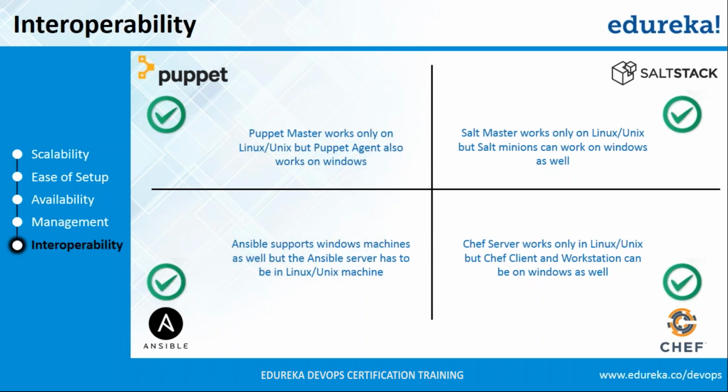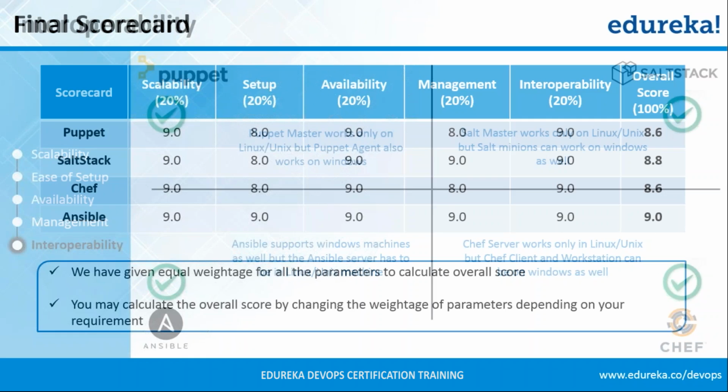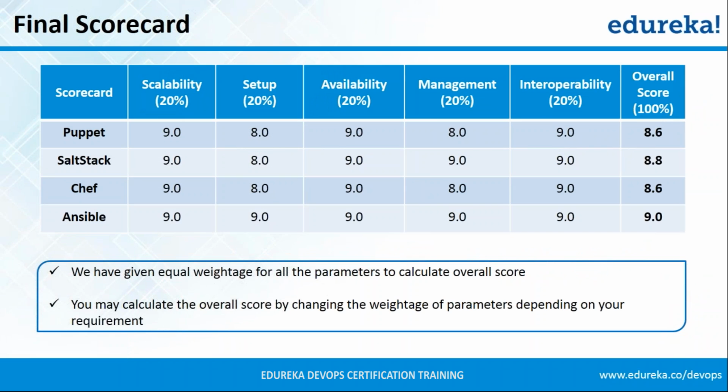So I'll move forward and I'll show you the final scorecard that I have prepared. This scorecard I have prepared with my experience and my observation, and I've given equal weightage to all the parameters, that is scalability, setup, availability, management, and interoperability. You can give the weightage to these parameters the way you want.